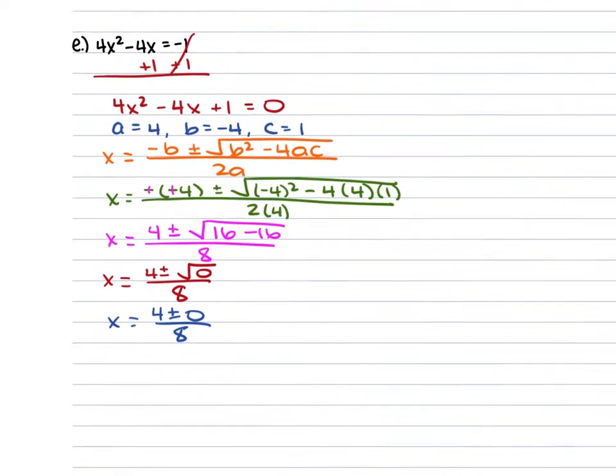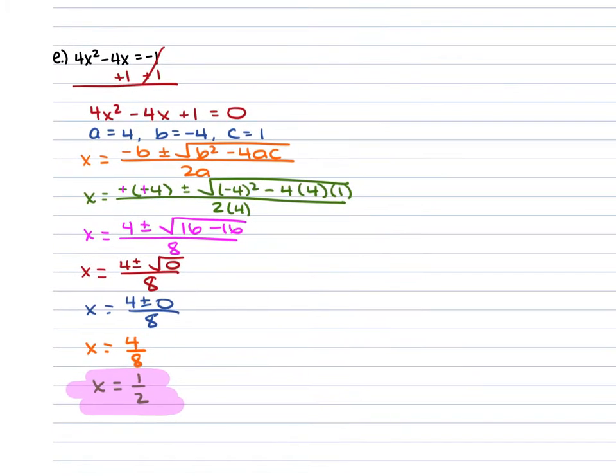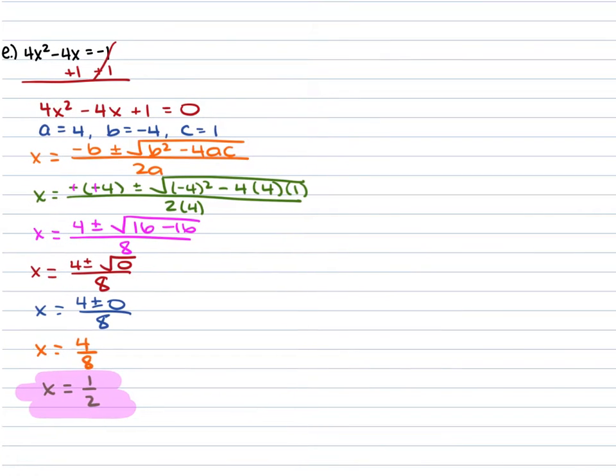Four plus 0, 4 minus 0 is still just 4. So this is just going to leave us with one solution of 4 over 8, which simplifies to be 1/2. So if that radical simplifies to just be 0, then you're only going to have one solution.